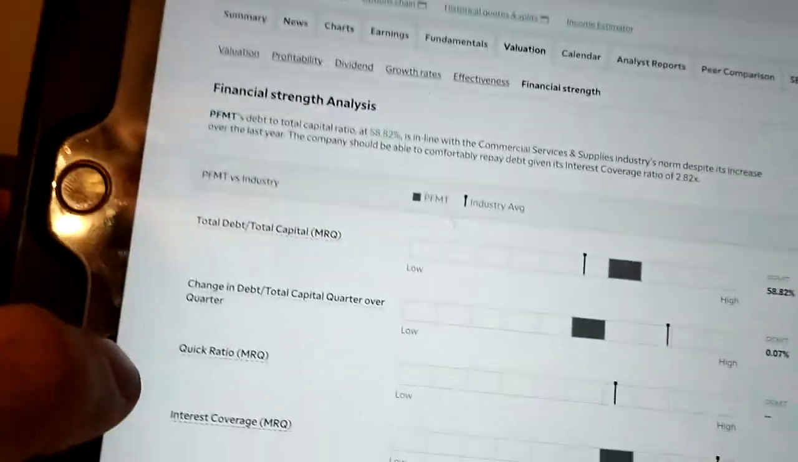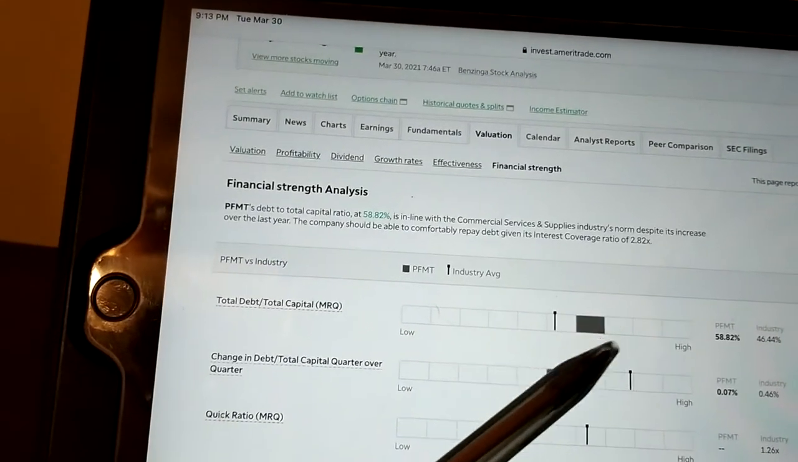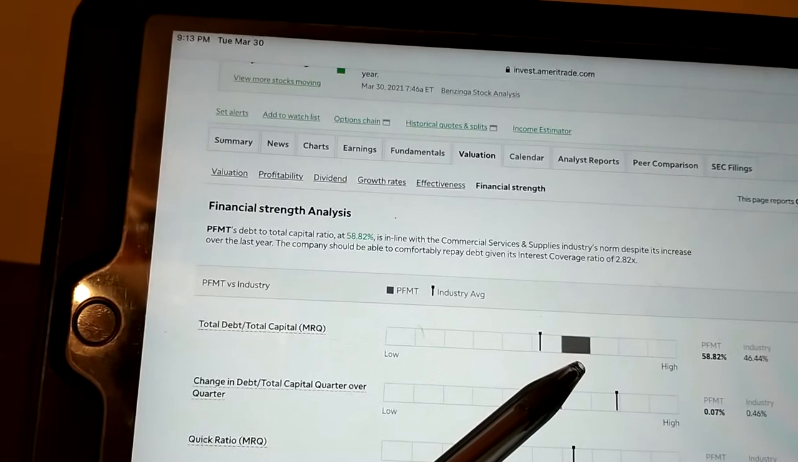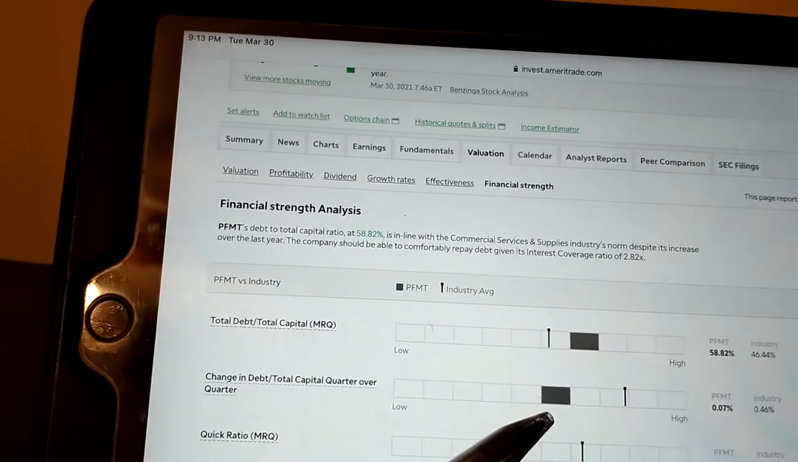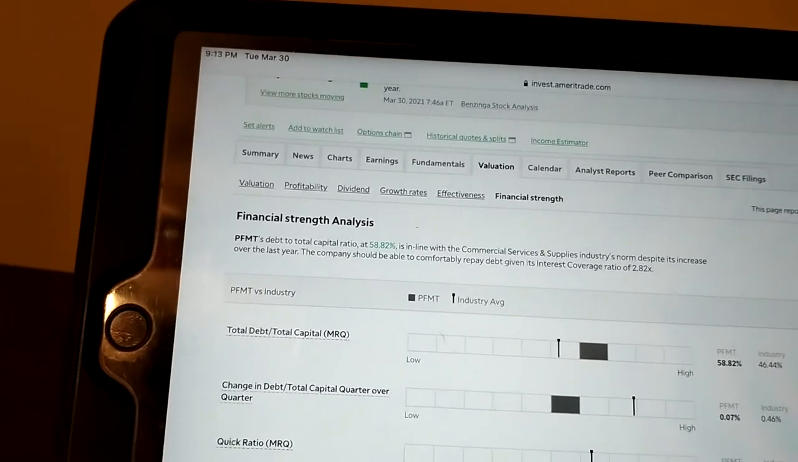Now, this is a very important one here. Total debt to capital, they're better than the industry average here, which is good. Change in debt, total cap quarter over quarter, is a little dragging behind the sector average.